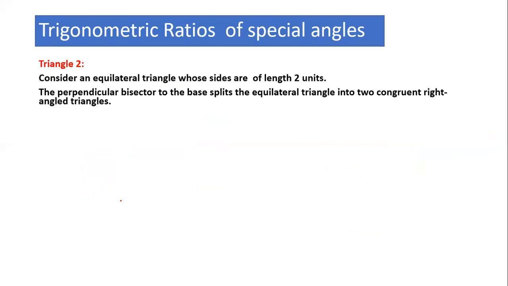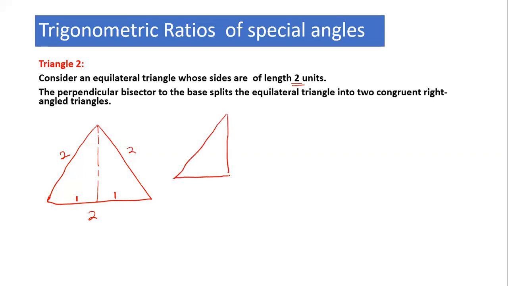Then we go to the next one. We call an equilateral triangle. Now, an equilateral triangle is a triangle of this nature. However, we have said we are going to use a length of 2 units. So this is going to be 2, 2, 2. However, when I draw a perpendicular from up here, it will divide my triangle into 2. So this one is going to be 1, and this is going to be 1.